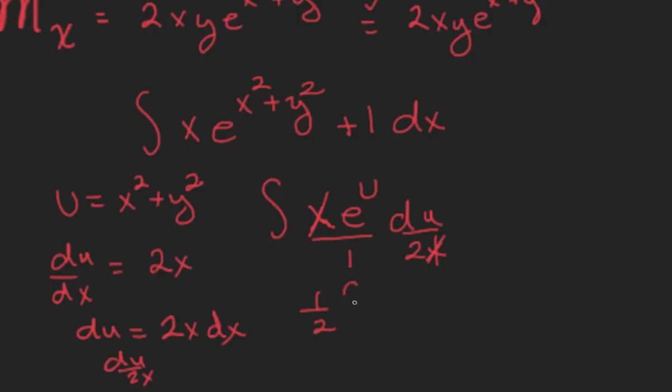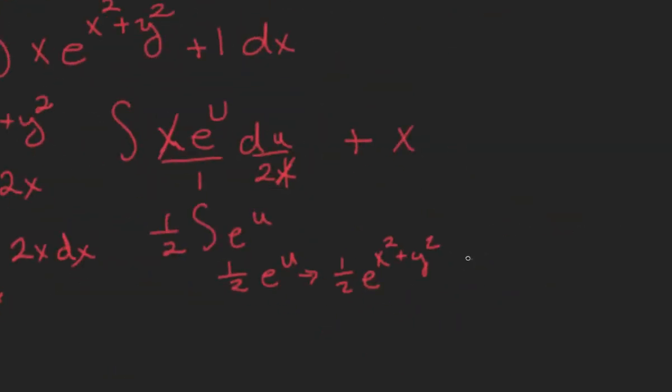Bring out the 1/2. The integral of e to the u is just e to the u, so we have 1/2 e to the u, which then becomes 1/2 e to the x squared plus y squared. So now we integrate the 1, and the integral of any constant is always that constant times a variable to the first power, so that's going to be plus x. And since we integrated with respect to x, we put a plus g of y here. Always the opposite variable. Equals constant.